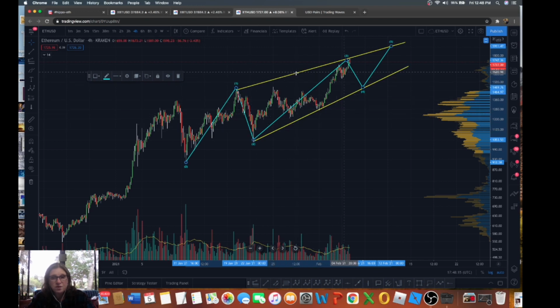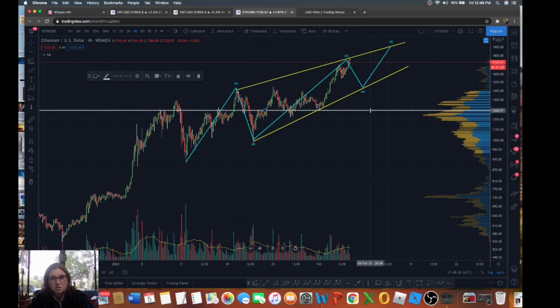When would we know if this is invalid? Same thing, if we break that bottom. We don't want to break this bottom right here at 1268, and I'd really like to see us stay above 1460.